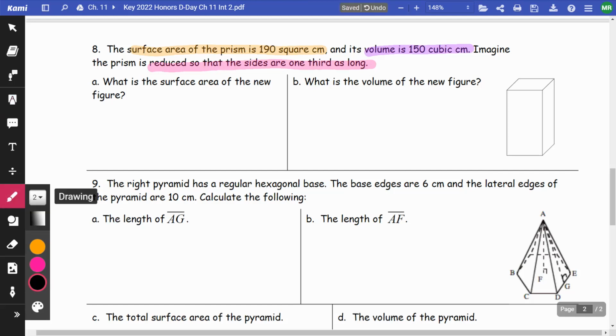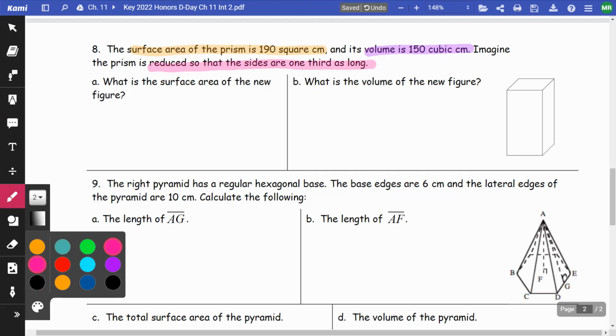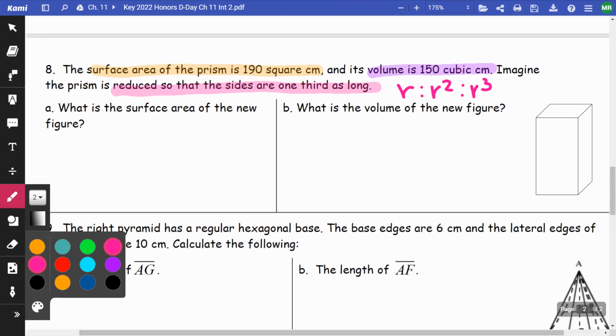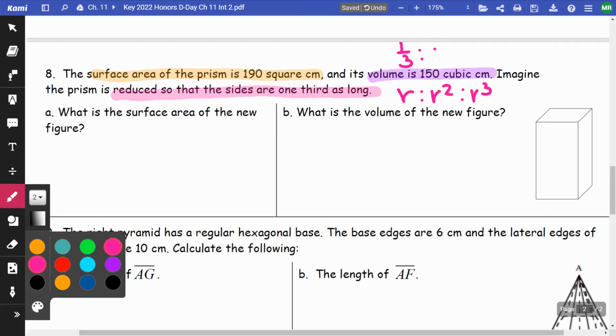So we have this ratio. I'm going to put it right here: R squared, R cubed. And I'm going to write above it. So my R is going to be 1/3 because my sides are going to be 1/3 as big. My surface area is going to be 1/3 squared, or 1/9 as big. My volume is going to be 1/3 cubed, or 1/27 as big.